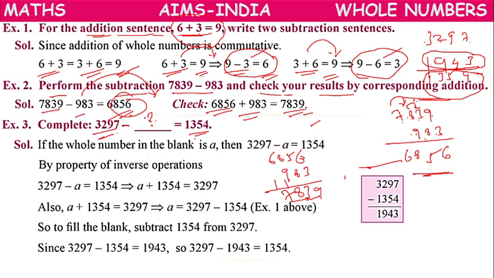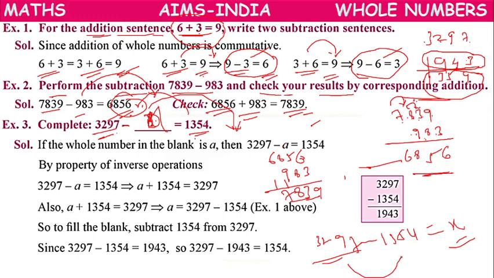Otherwise, if this is x, this will come this side, this will go this side. So 3297, if the RHS 1354 comes this side, minus 1354 equals x, if x goes that side. Means from 3297, we can remove 1354, then we will get x. So like that if we do, we get 1943. Either we can do it in this way or this way, we will get the answer.